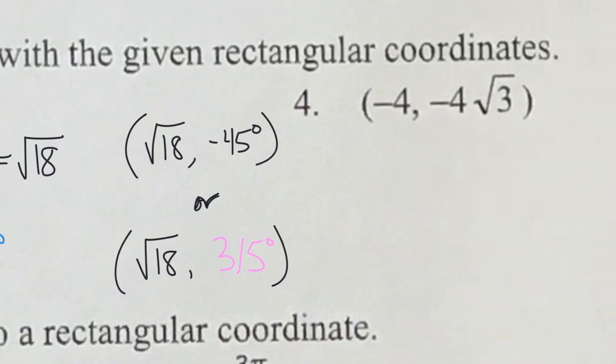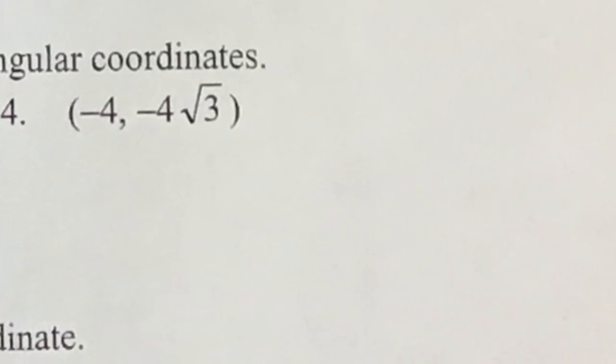Okay, perfect. Let's try again with this coordinate, negative 4, negative 4 roots of 3. So in what quadrant do we have negative 4 and negative 4 roots of 3? Well, negative 4 goes left 4 units, and negative 4 roots of 3 goes down. So this is going to be a third quadrant angle, or a third quadrant point. Okay, our point is here in the third quadrant.